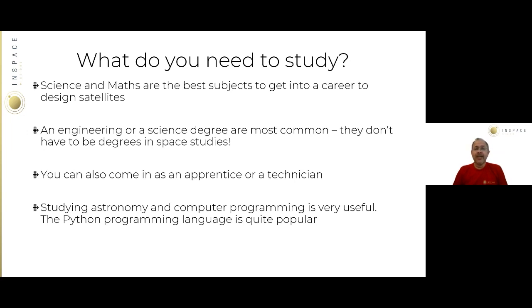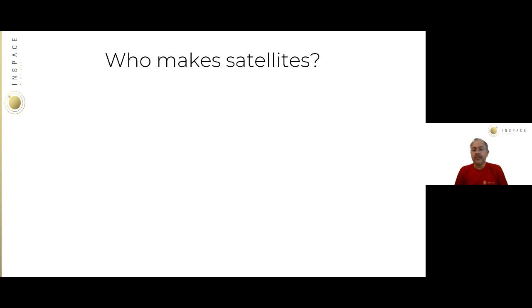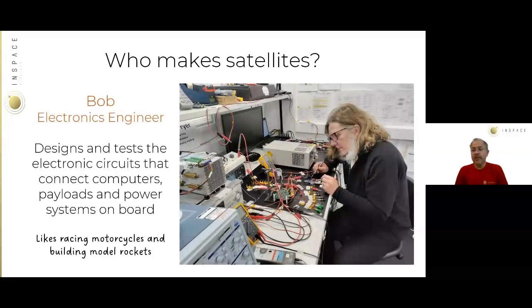Given that, let me introduce you to some of my colleagues who build satellites, and you will have an idea of the kind of work that they do for us. This is Bob. He's an electronics engineer. He's got 25 years of experience making circuits that connect the computers and the payloads to each other, and they power the systems on board. Here he is in front of his electronic circuits, working in the lab, testing them out.